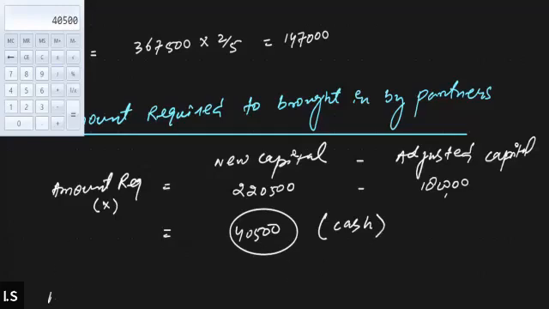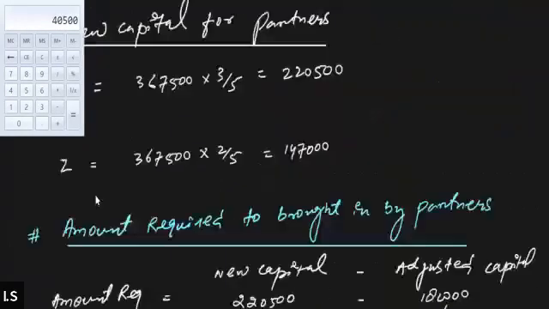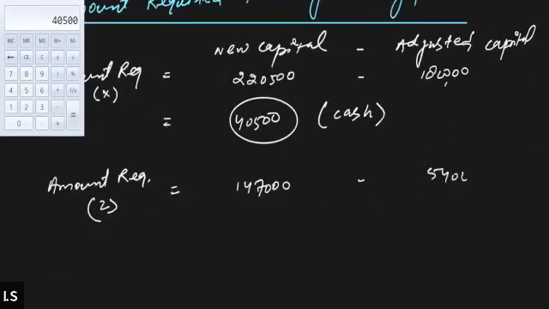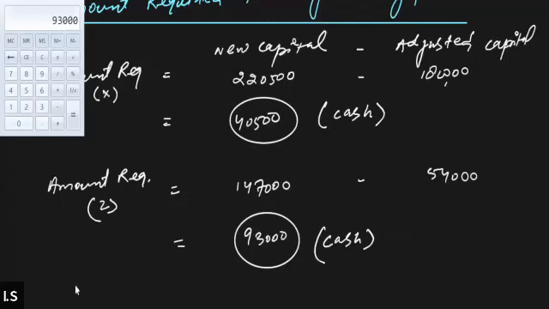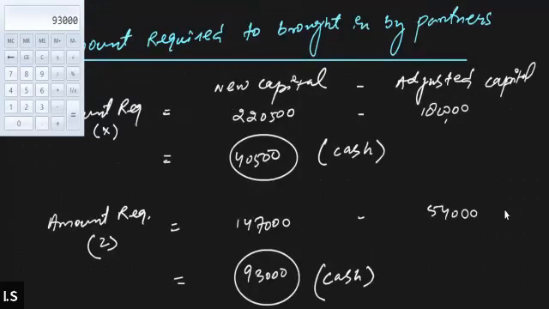Is it clear? For the amount required to be contributed by Z, we will apply the same formula: new capital minus the adjusted capital. New capital is 147,000, and we will subtract the adjusted capital, that was 54,000, right? Whatever difference arises will be the cash required to be brought in by Z. 147,000 minus 54,000. So 93,000 of cash is required to be brought in by Z. Is it clear, everyone? Tell me if it is not. Alexander, Hiba, Abin, Ayan, Mariam. Sir, it's clear.